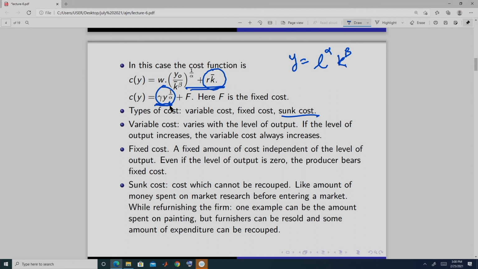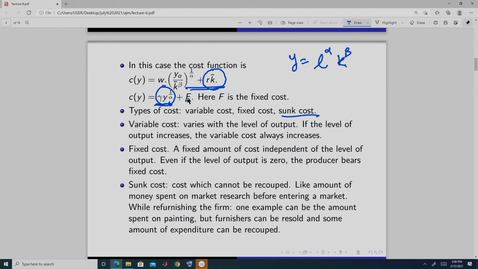If you reduce your output, even if you are producing 0 units of output, then also you will incur that cost, and that is this F, fixed cost. Sunk cost is another type of fixed cost, it is a cost which you cannot recoup. Like in fixed cost, you have seen that we have this capital, these machines.